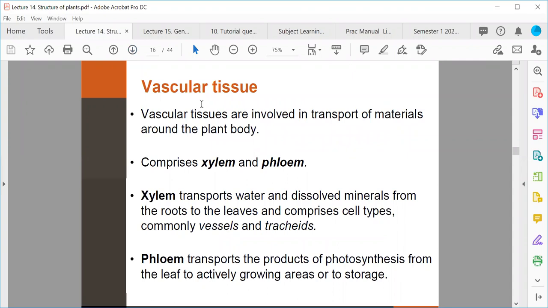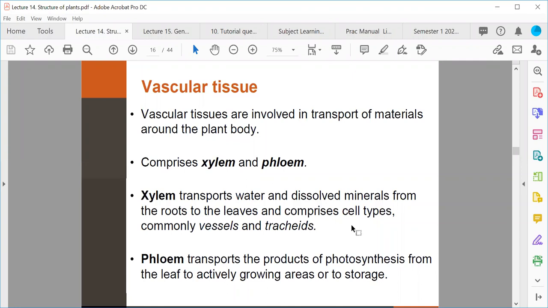All right, now moving on to our next tissue type, and this is the all-important vascular tissue. You might recall from last week that vascular tissues are involved in transporting materials around the plant body. Vascular tissue consists of xylem tissue and phloem tissue, and there are several different cell types found within the xylem and within the phloem. You might recall that xylem is the vascular tissue that transports water and dissolved minerals from the point of uptake at the plant roots up to the leaves.